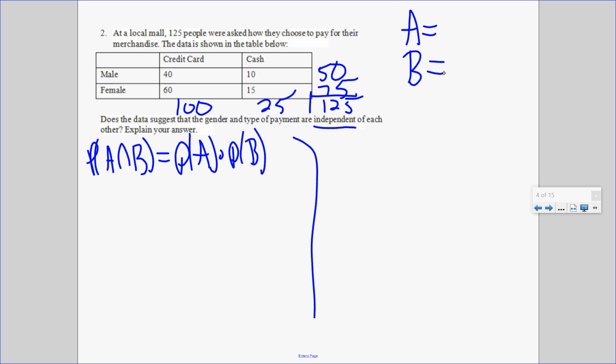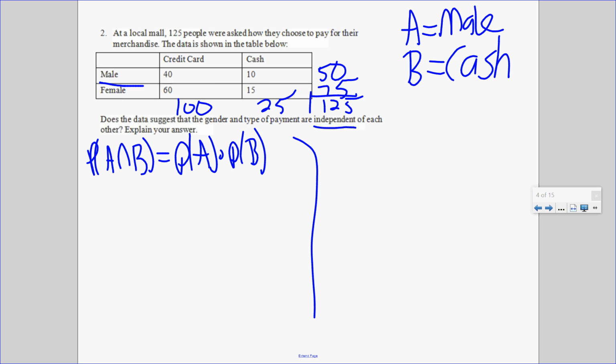So I'm going to choose a gender. I'll go male this time, instead of female like last time. And I'm going to choose a payment type. Let's do cash. It doesn't matter. If you chose female and credit card, you'll have different numbers, but we'll have the same answer at the end of the question. So, P of A and B.